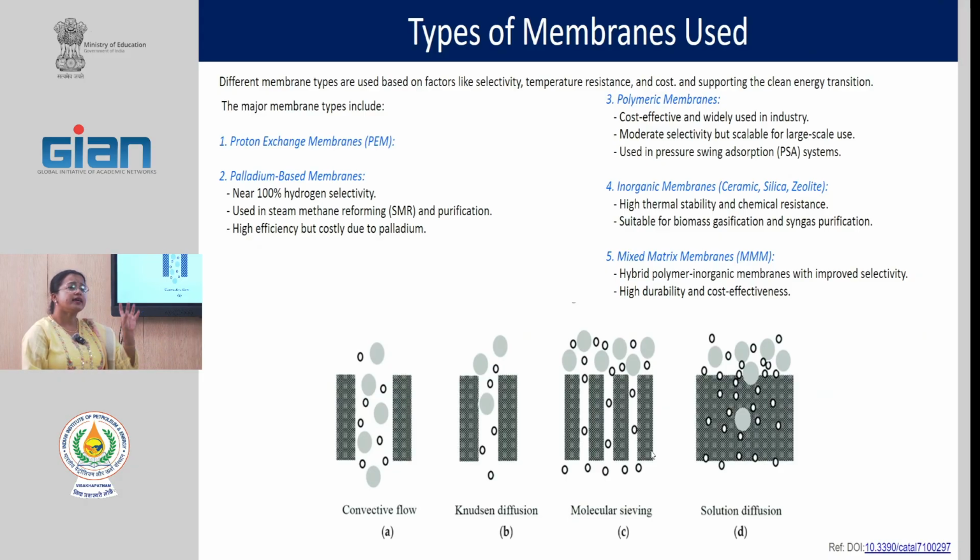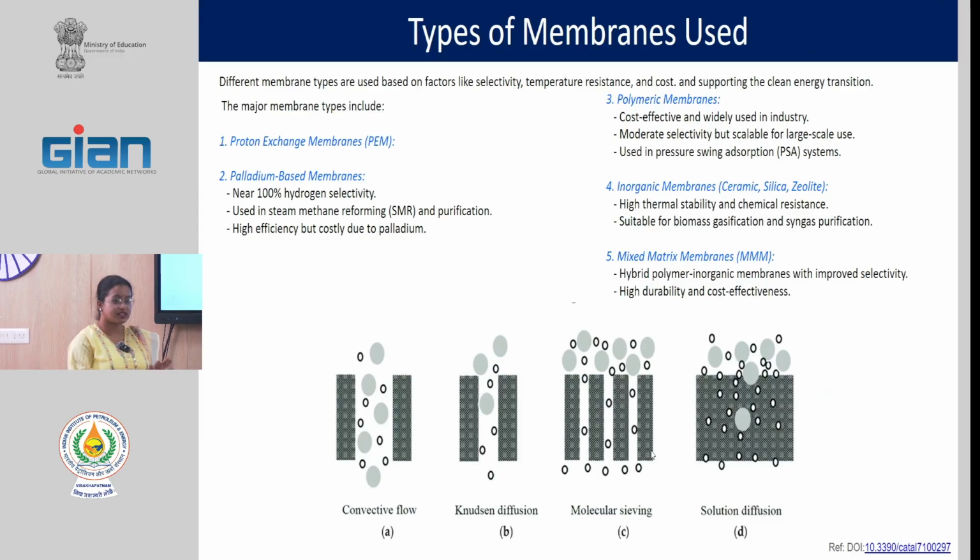What does it do? It converts the H2 form into the H plus form, and then transports it through from one side to another side. That is the role of palladium. Now, it gives you very good efficiency. It gives you almost 100% separation of hydrogen and other gases. One challenge here with this palladium is that it is very costly. So, if it is costly, then large scale production with palladium is limited.